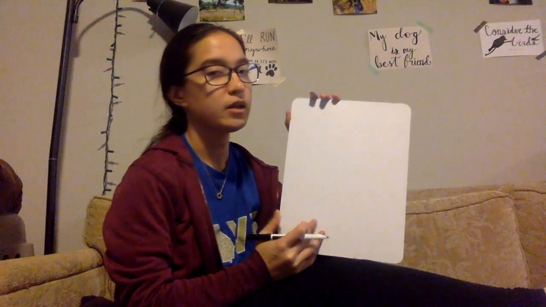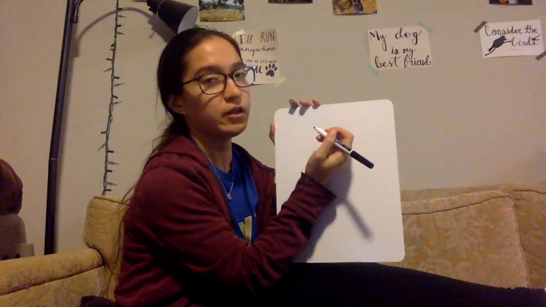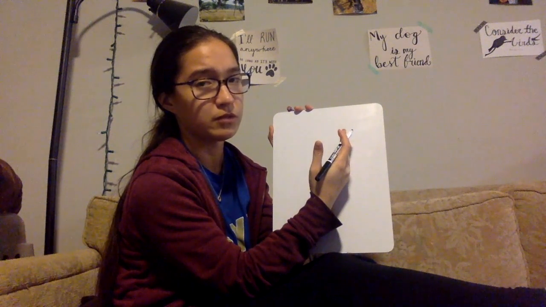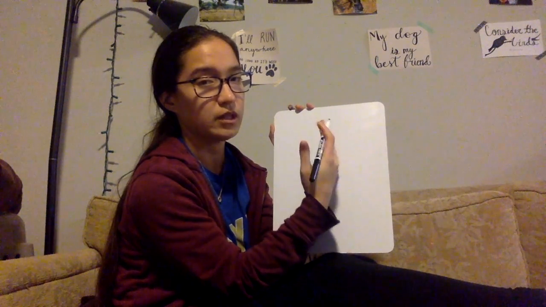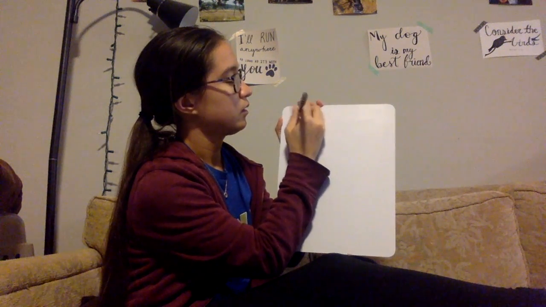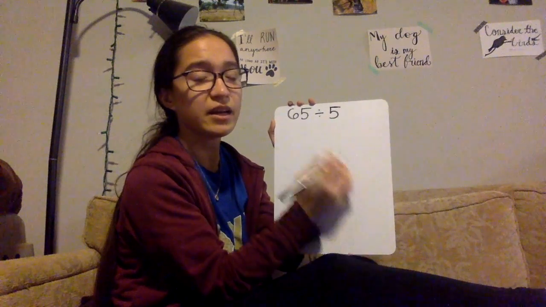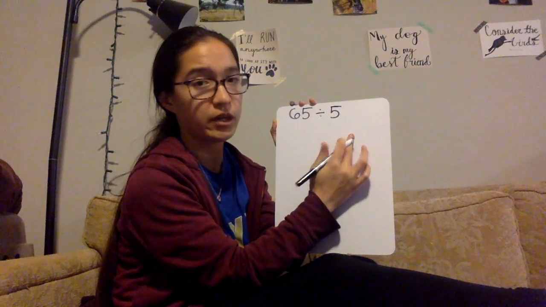Hi y'all, today we are going to be reviewing the Big 7 strategy for division. One thing that I need to remind y'all about is when we use the Big 7 strategy, we have a different symbol for division than we're used to when we're seeing our problems written out. So, if I have this problem, 65 divided by 5, it's not going to be written in this same order.